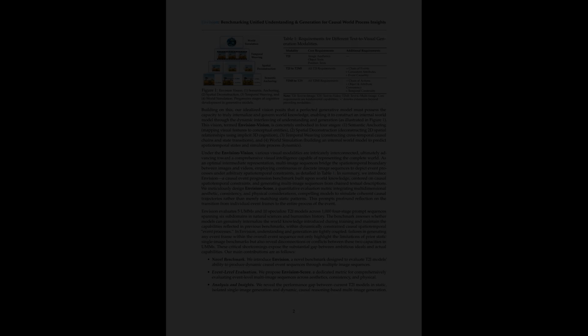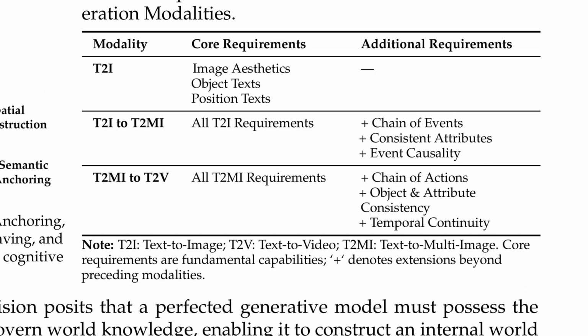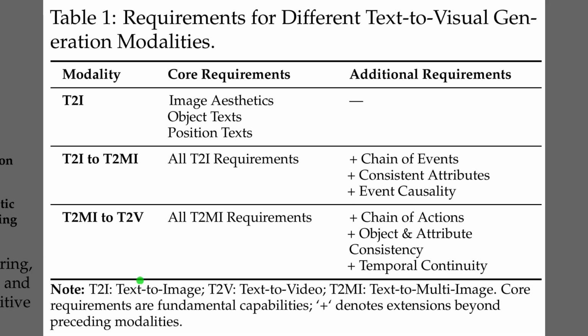Table 1 spells out how the difficulty of text-to-visual generation ramps up across modalities. The table shows that plain text-to-image only demands good-looking pictures with correct objects and text in the right places. Moving to text-to-multi-image adds chains of events, consistent attributes, and clear event causality. The final step, text-to-video, further requires coherent actions, object and attribute consistency, and smooth temporal continuity across frames.